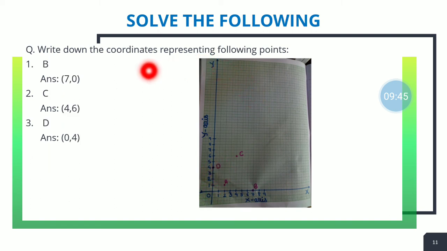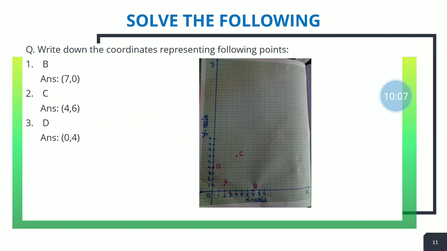Write down the coordinates representing the following points. Now B coordinate: x is 7, y is 0. So 7, 0. C coordinate: C is here, x is 4 and y is 6, so 4 comma 6. And D: x is 0 and y is 4, so 0 comma 4.